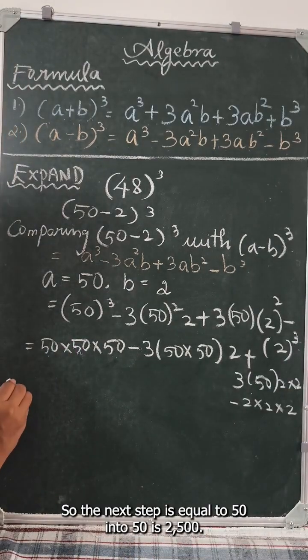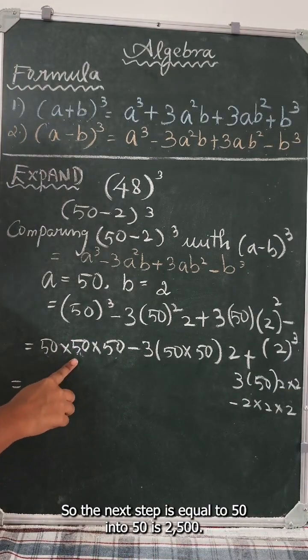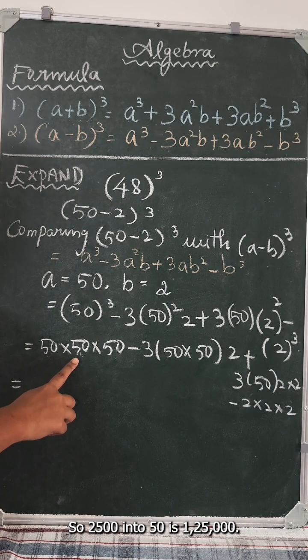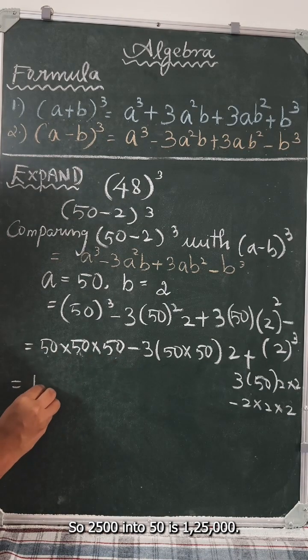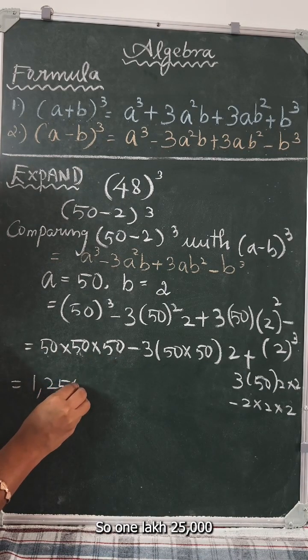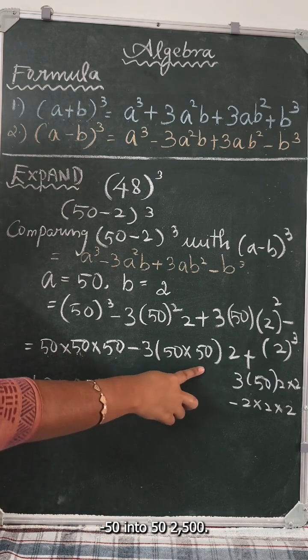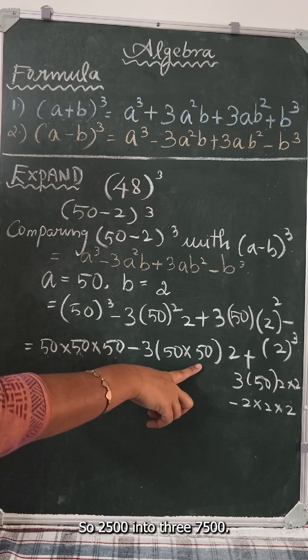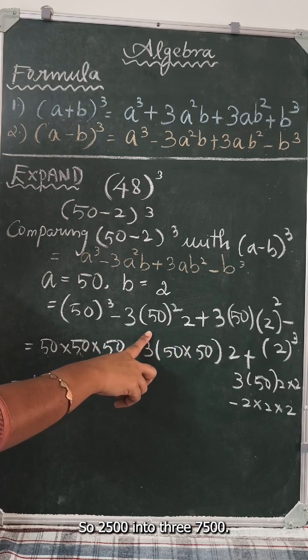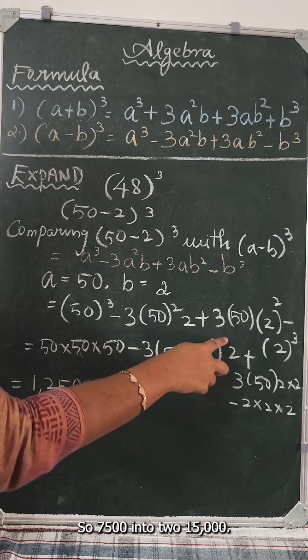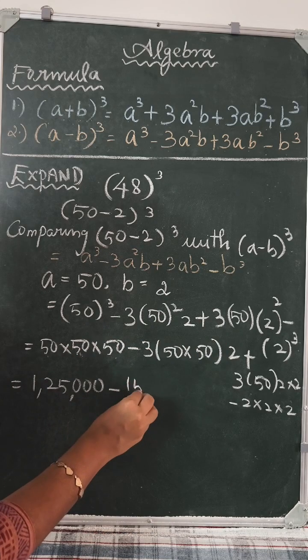So the next step is equal to 50 into 50, 2500. So 2500 into 50, 1,25,000. So 1,25,000 minus 50 into 50, 2500, right? So 2500 into 3, 7500. So 7500 into 2, 15,000.